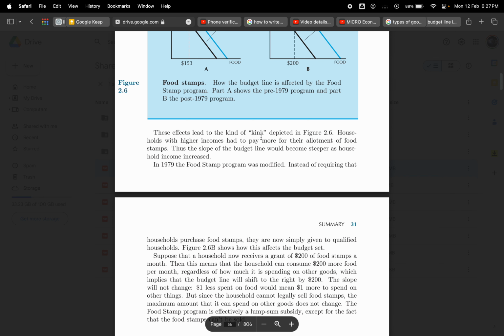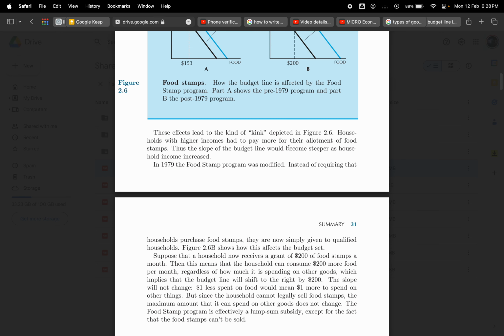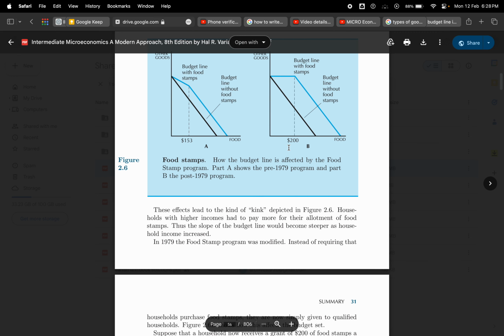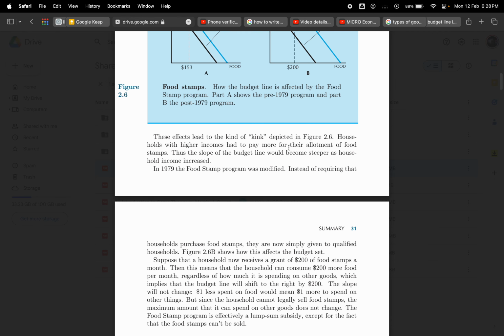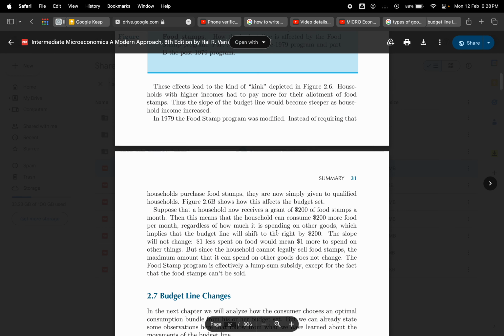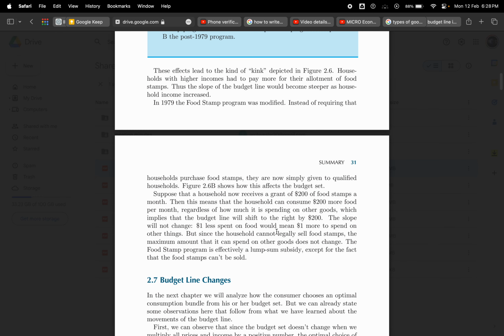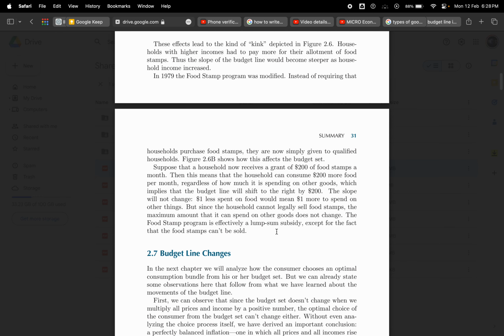These effects lead to the kind of kink depicted in 2.6. Households with higher incomes had to pay more for their allotment of food stamps, thus the slope of the budget line would be steeper as household income increased. Instead of requiring households to purchase food stamps, they are now simply given to qualified households. Suppose that a household now receives a grant of $200 of food stamps a month, then this means that the household can consume $200 more food per month, regardless of how much it is spending on other goods, which implies that the budget line will shift to the right.